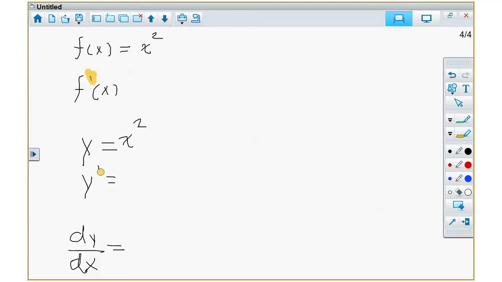Again, this is the prime, and this is yucky, but people use it, okay? This means that you're taking the derivative of the y term in respect to x, of the y equation or y expression in respect to x. Now, what if you have, instead of y, you have c? Well, then it'd be c prime, or dc over dx.